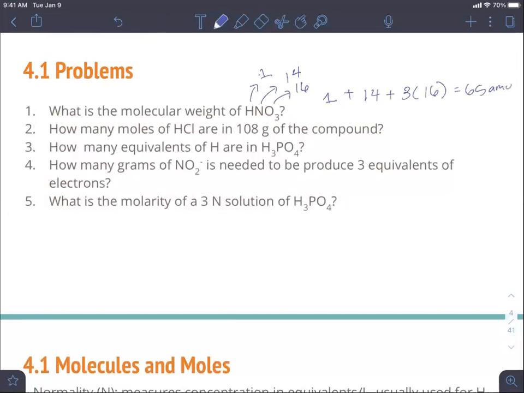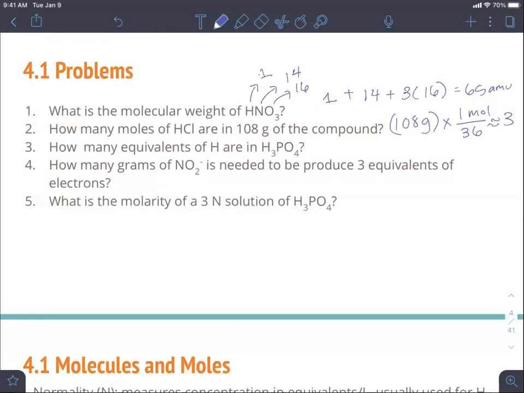Okay. And then for the second question, how many moles of HCl are in 108 grams of the compound? So all you have to do here is just some really, really simple stoichiometry. So we go 108 grams of HCl, and then you multiply it with 1 mole, and then divide by the molecular weight of HCl, and that was roughly 36. So this should give about 3.